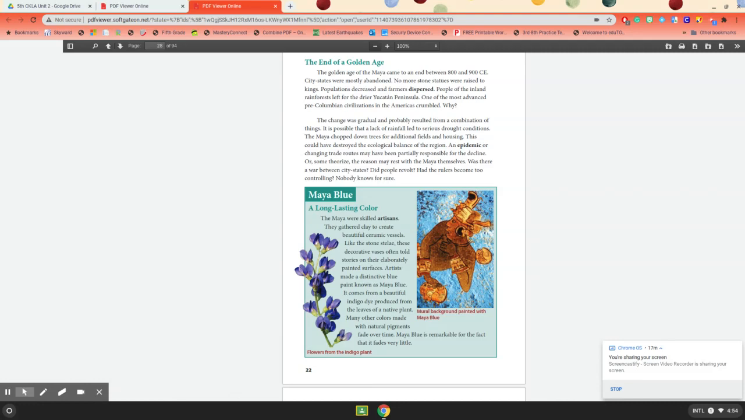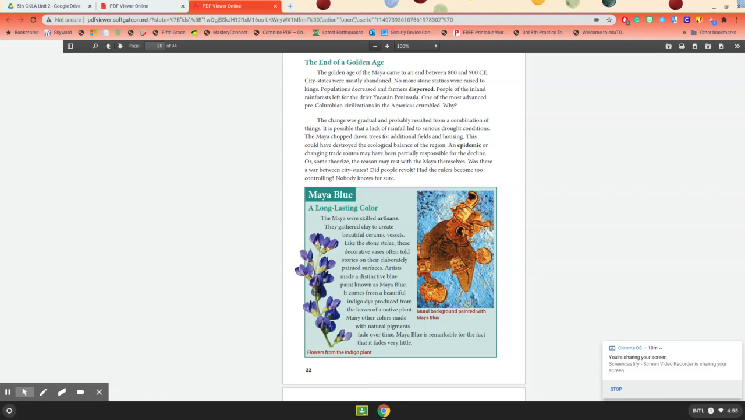Or some theorize that the reason may rest in the Maya themselves. Was there a war between the city-states? Did the people revolt? Had the rulers become too controlling? Nobody knows for sure, because remember, only 85% of the Maya writings have been decoded.